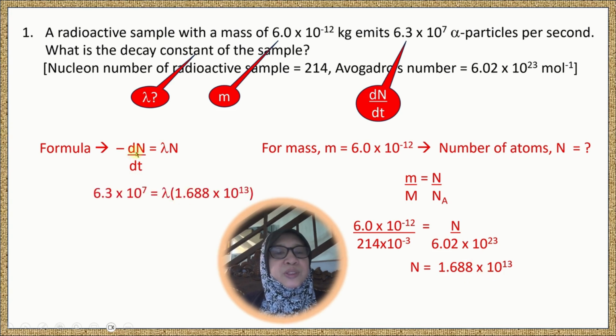Okay, so we substitute into lambda N the number of atoms, and then dN by dt is given, the rate 6.3 times 10 to the power of 7, and we get the decay constant 3.73 times 10 to the power of negative 6 per second.